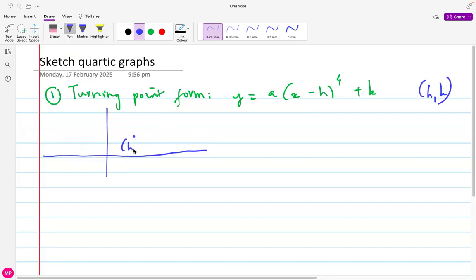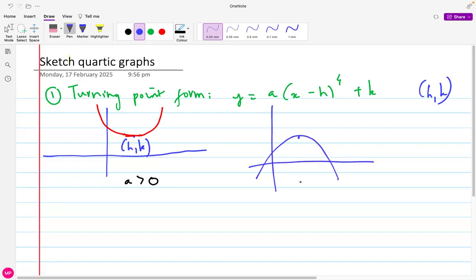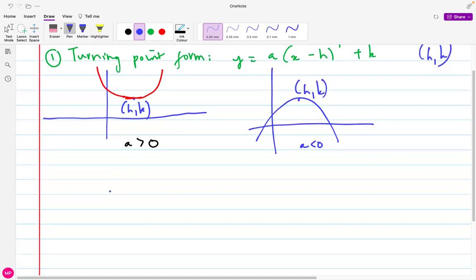With h and k here, it basically looks like a parabola, but it's more flat when you're approaching the turning point. Because you draw by hand, it's really hard to see. This is for a positive. Then for a negative, a less than zero, your shape will be just upside down, with the turning point h and k. Then you can find the x and the y later on.